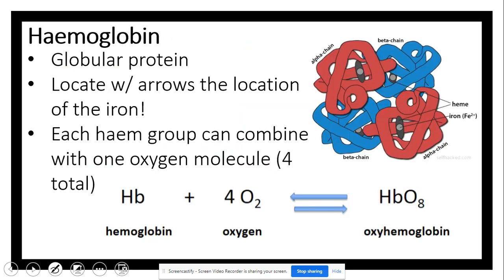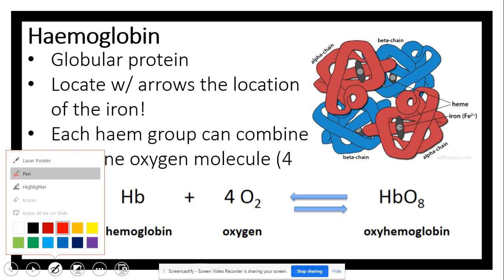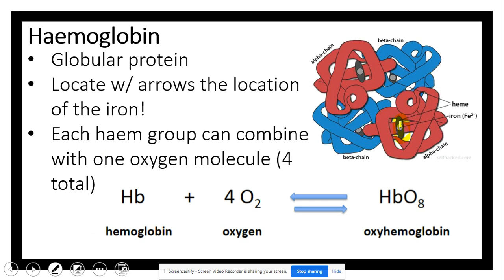It is a globular protein. Remember, all of our proteins are either fibrous, long, skinny, into fibers, or they're globs. This is a glob. They have done in the past locate with arrows the location of the iron. So it's all of these groups here. It'll normally look like a circle.